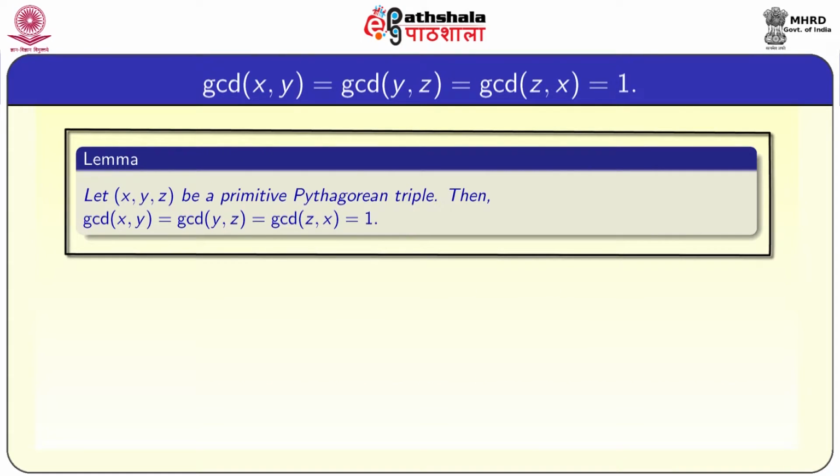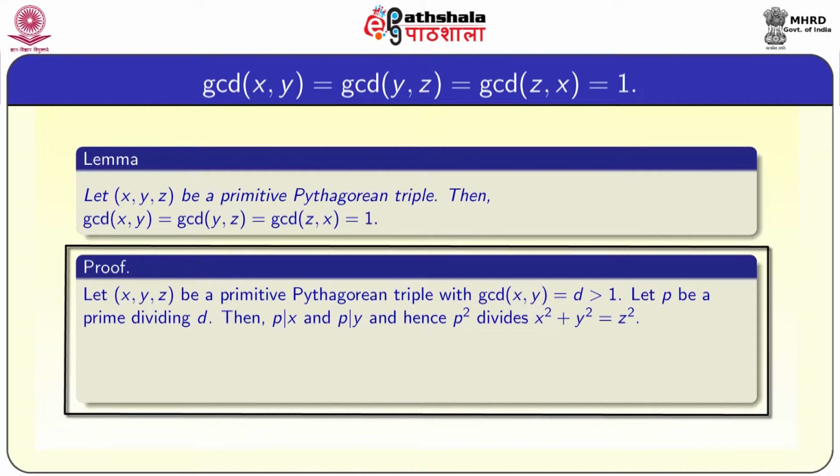One of the nice properties of primitive Pythagorean triples is that not only is GCD of x, y, z equal to 1, but if you take any two of them, either x, y or y, z or z, x, then their GCD is also 1. This is an immediate property of a primitive Pythagorean triple. That is, if x, y, z is a primitive Pythagorean triple, then GCD of x, y equals GCD of y, z equals GCD of z, x equals 1.